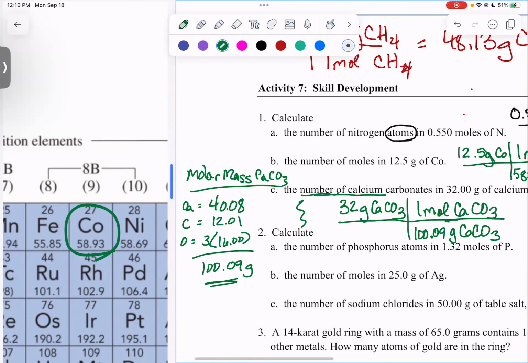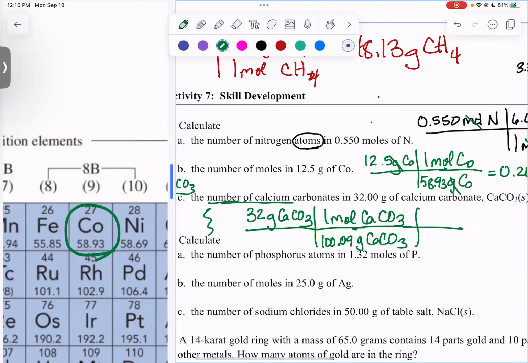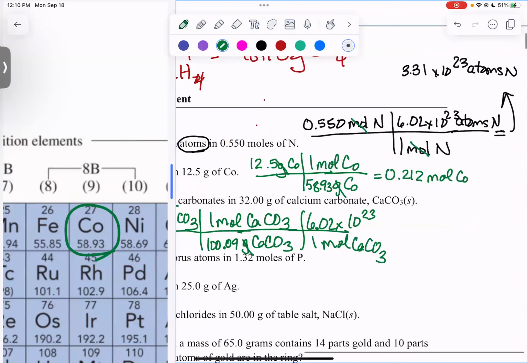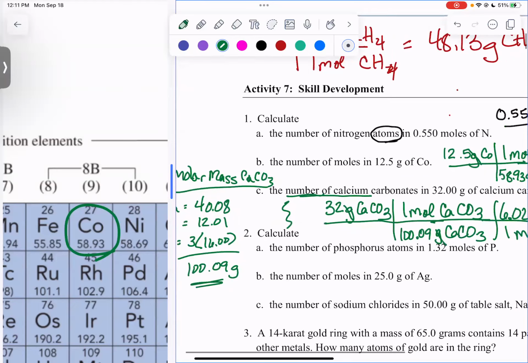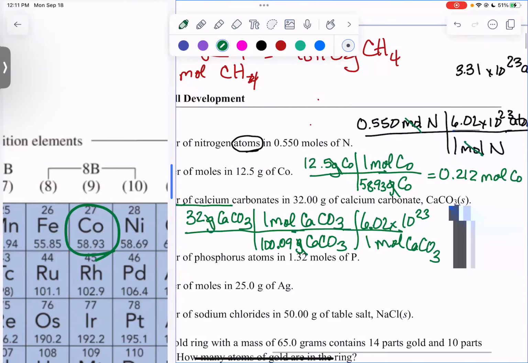0.09. Okay, now my grams cancel. Now I gotta get rid of moles. In 1 mole of calcium carbonate, what do I have? I have 6.02 times 10 to the 23rd. And in this case, they're asking for number of calcium carbonates.